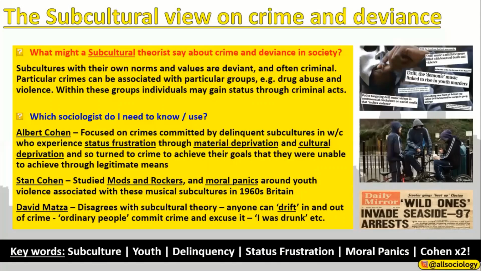So ordinary people commit crime and excuse it, and they give excuses like, why were you speeding? I was in a rush. Why did you do that? Oh, I was drunk. And so what Matza is arguing is that it's not necessarily a subcultural thing because it can come down to an individual element of a subculture basis on a small group. But Matza is looking at a more individual level and saying that ordinary people can commit crime, can excuse it through some sort of excuse like I was drunk or I was in a rush or I didn't know what I was doing, those kind of things.